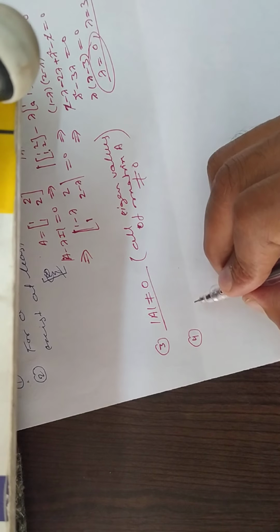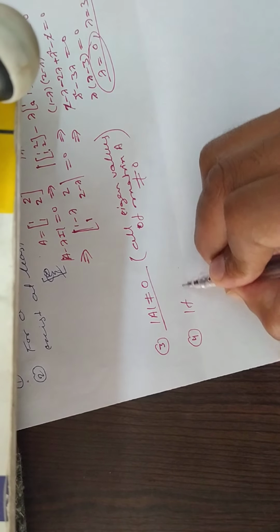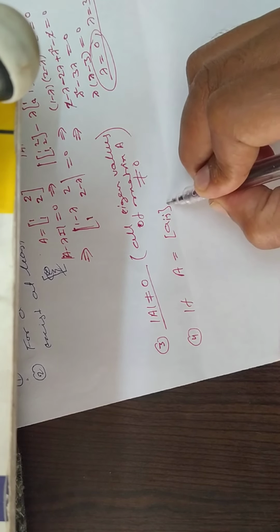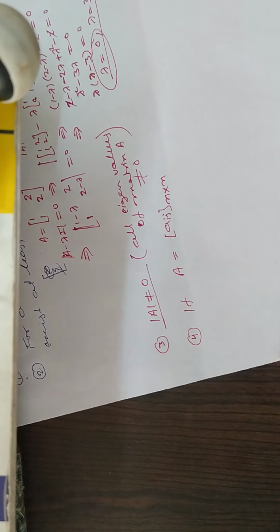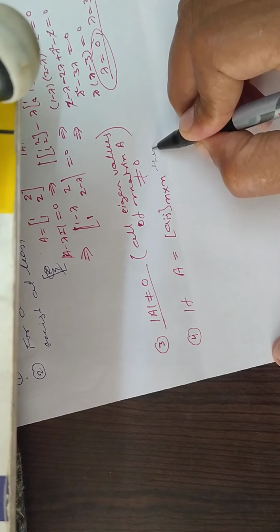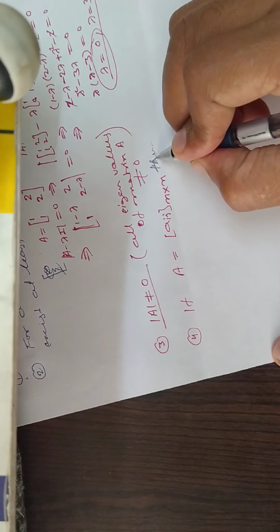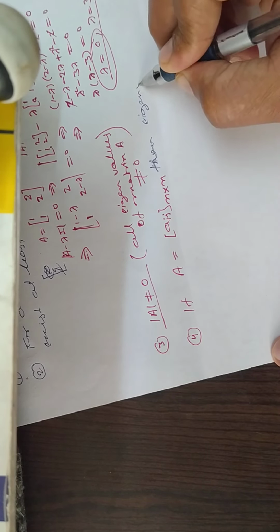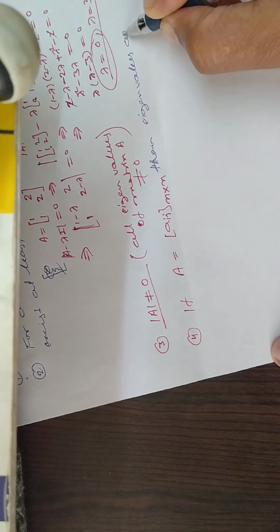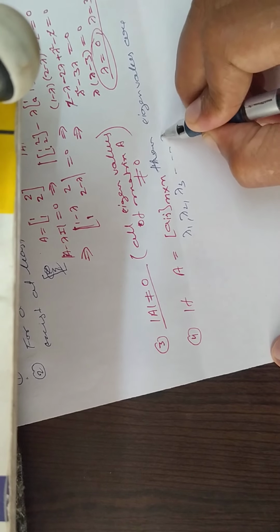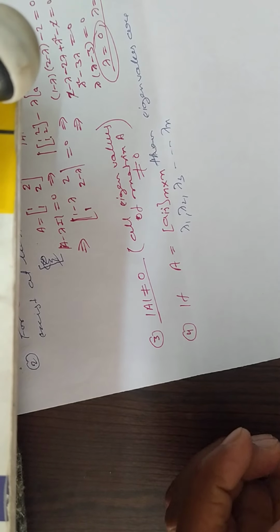Suppose that we have a matrix A. If A equal to Aij is a matrix of order n into n, then the eigenvalues of this matrix are lambda 1, lambda 2, lambda 3 and so on up to lambda n, because this is an n cross n matrix, so we have n eigenvalues of this matrix.